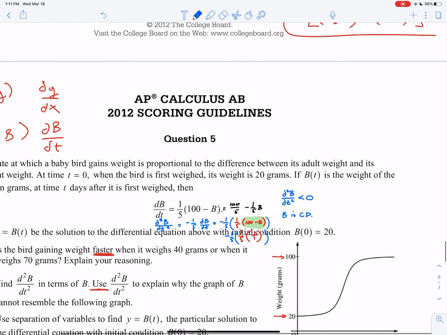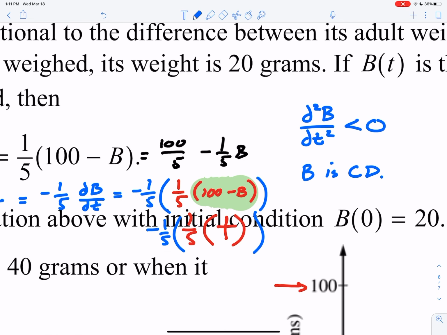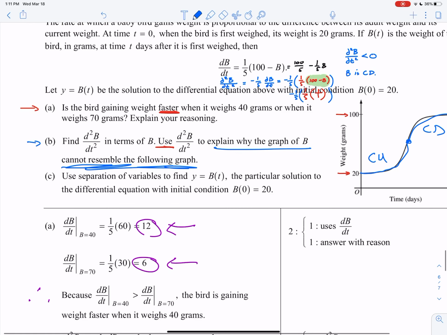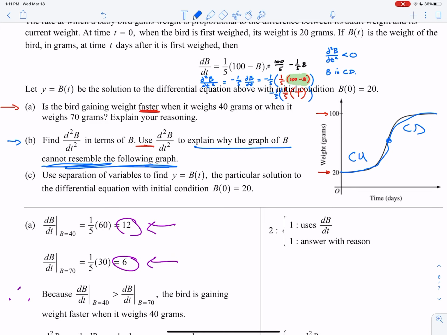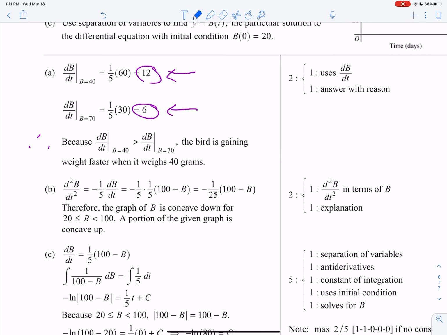Now go back to this question here. It says, explain why the graph of b cannot resemble the following graph. So according to our calculations here, no matter what weight we put in, the graph is supposed to be concave down. If you notice, the graph starts off as concave up, then switches to concave down. So there's no way this picture can resemble what we're talking about here. And that's basically what they say in the scoring guidelines.